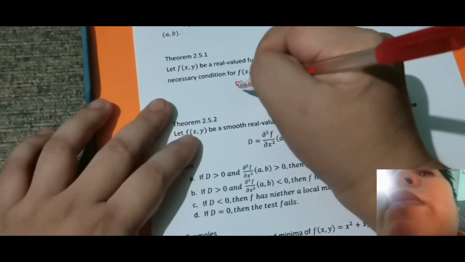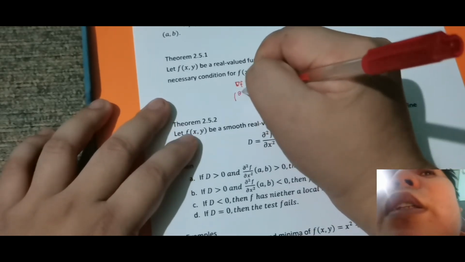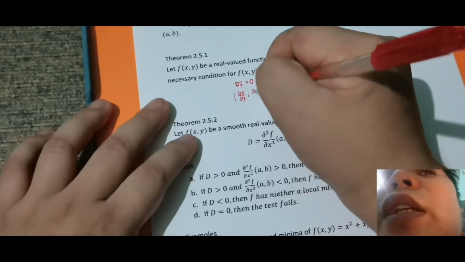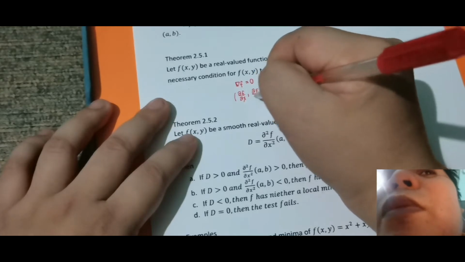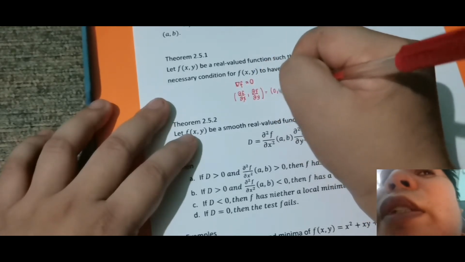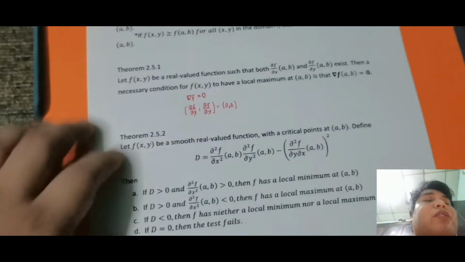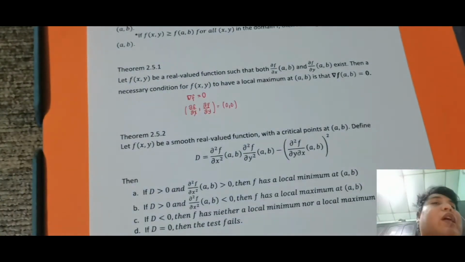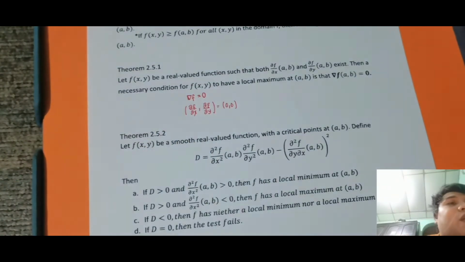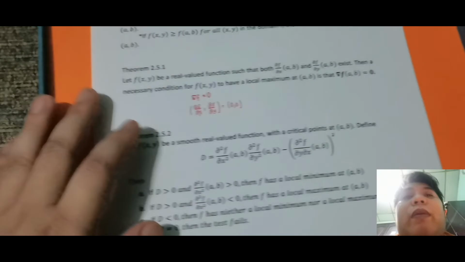So, note that the del of f is just equal sa partial derivative of f with respect sa x, partial derivative of f with respect sa y is equal to the 0 vector, that is 0, 0. So, depending sa ating space. Since R2 to, so R2 lang yung ganun. So, kung R3, kung may partial derivative of f with respect sa z, 0, 0, 0. So, dapat i-retain mo rin yung ating 0 vector kung saan ako.